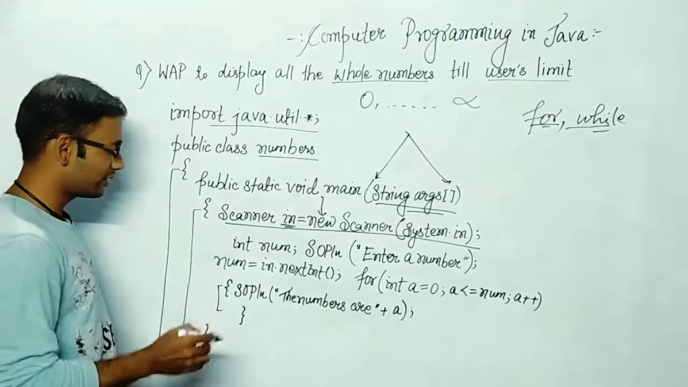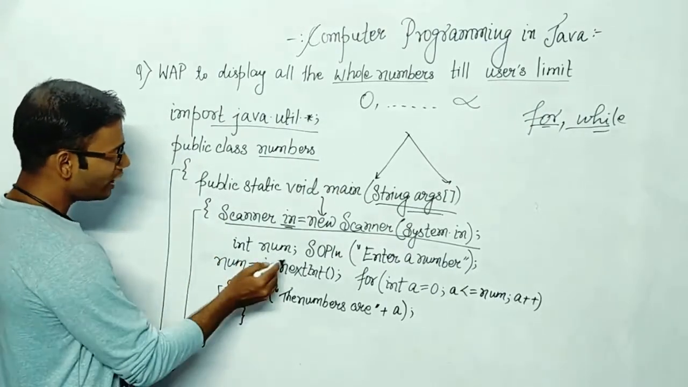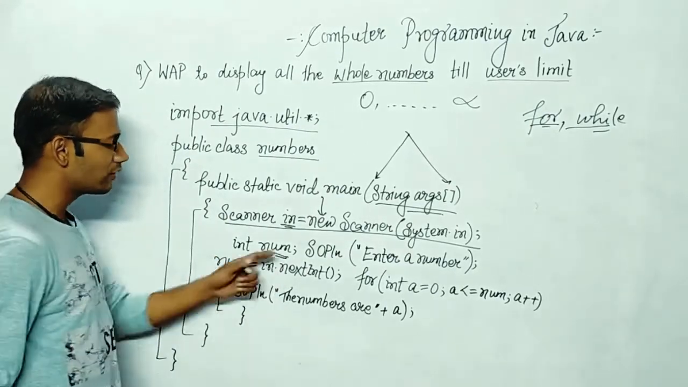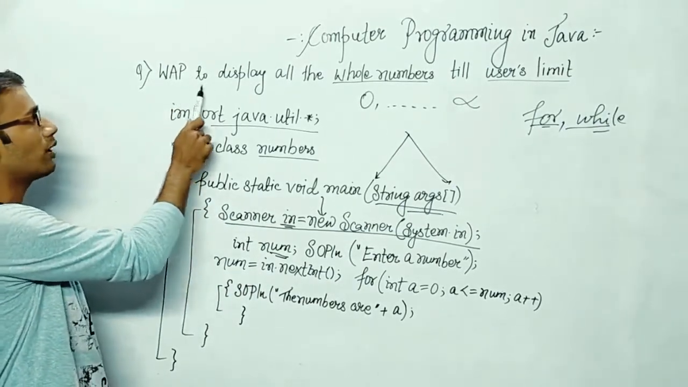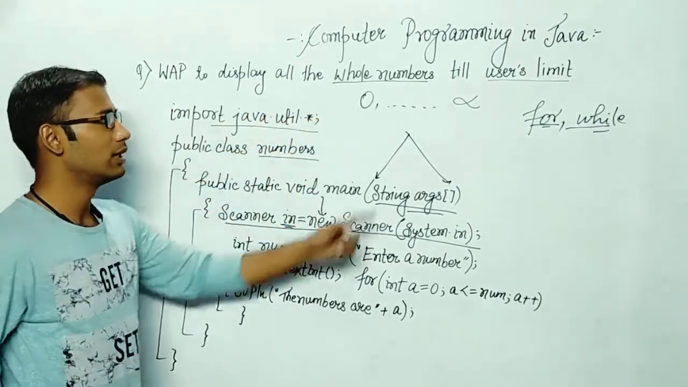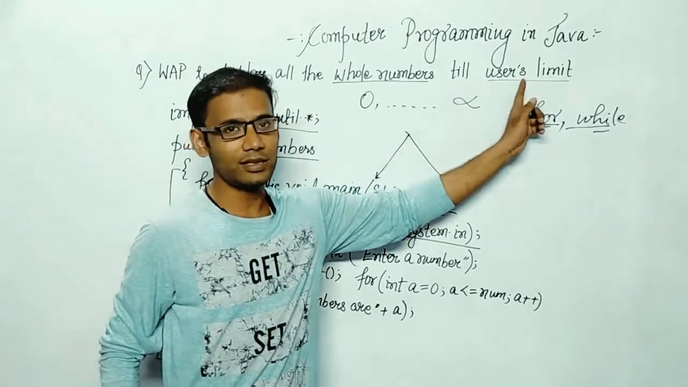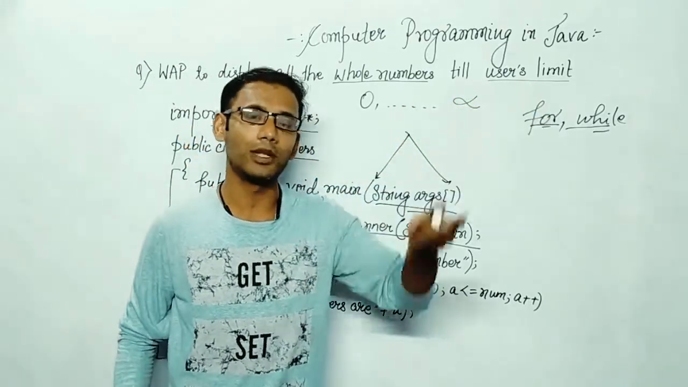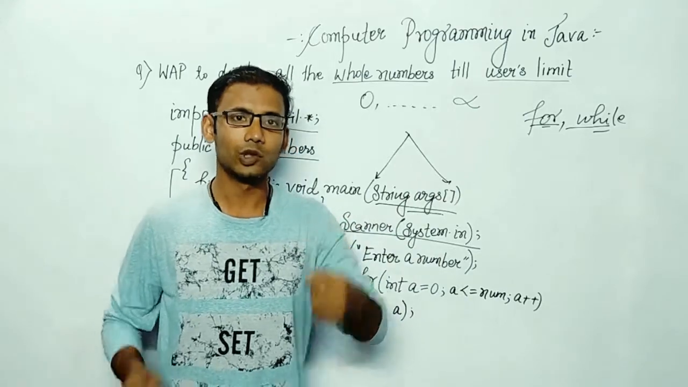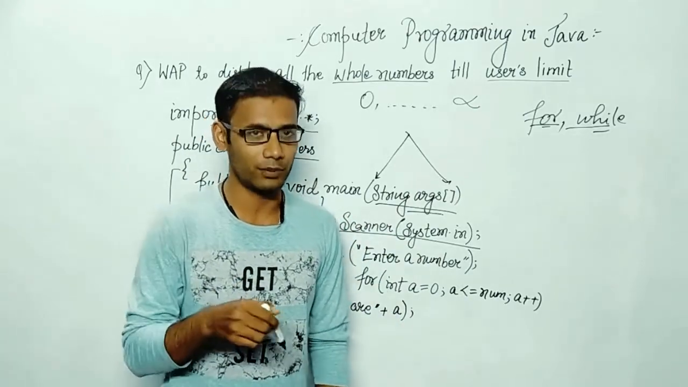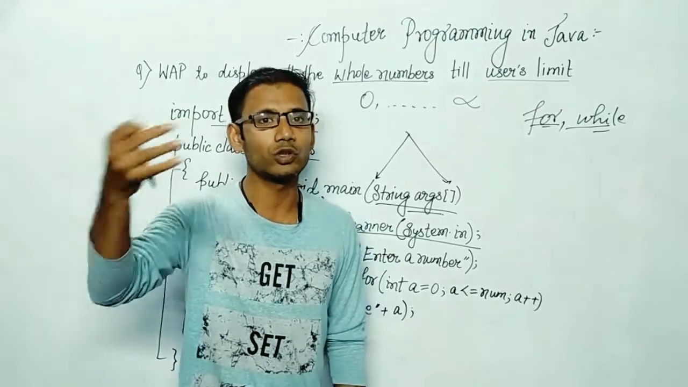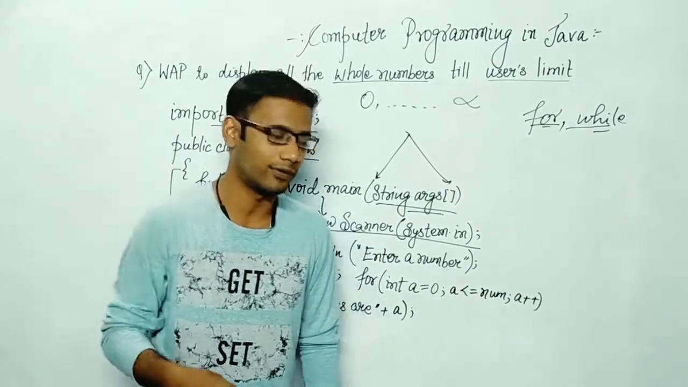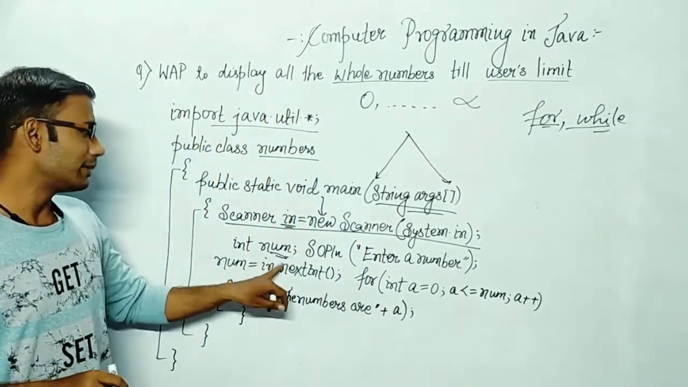After that, int num. Why have we utilized num? What is the need of num over here? Since in the question it is very clearly mentioned that we write a program to display all the whole numbers till user's limit, the user is going to give you a top limit, that means a number. So you need to definitely accept a number. For accepting that number, we should have a variable, so that we can store the value the user will give. So int num.